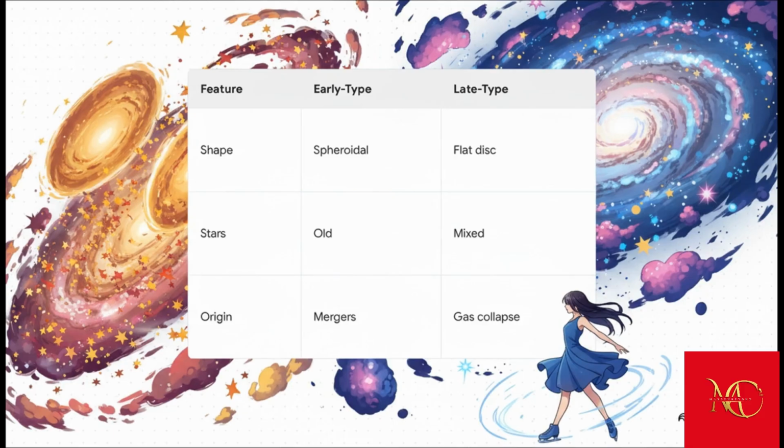On the flip side, we have late-type galaxies, the spirals. These are flat, rotating disks. They actually form from gas collapsing under gravity while holding on to its angular momentum. It's exactly like a spinning figure skater pulling their arms in to spin faster. And unlike ellipticals, spirals feature a real mix of older stars and ongoing young star formation.